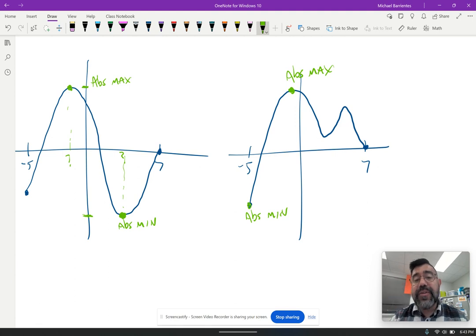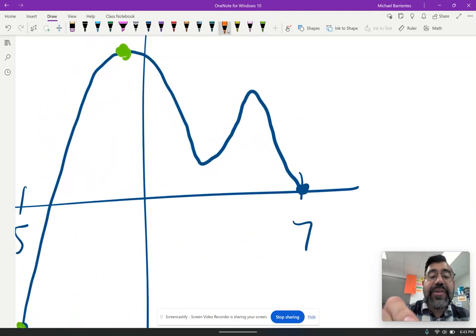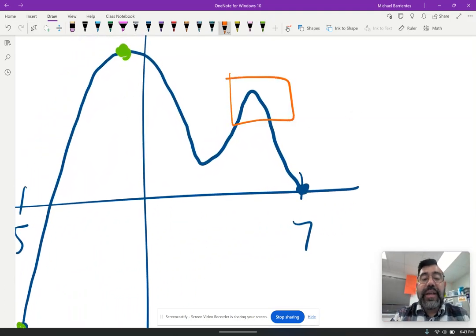But I also have some other points that are of interest because they kind of create what I call hills and valleys, right? And so if I could zoom in right here, then I would notice that this point is a maximum in that neighborhood of points. And the same thing for this one, this is a minimum in that neighborhood of points. So I'm going to call this the relative max. So relative to the points around it, or in its local neighborhood, it is the highest point.